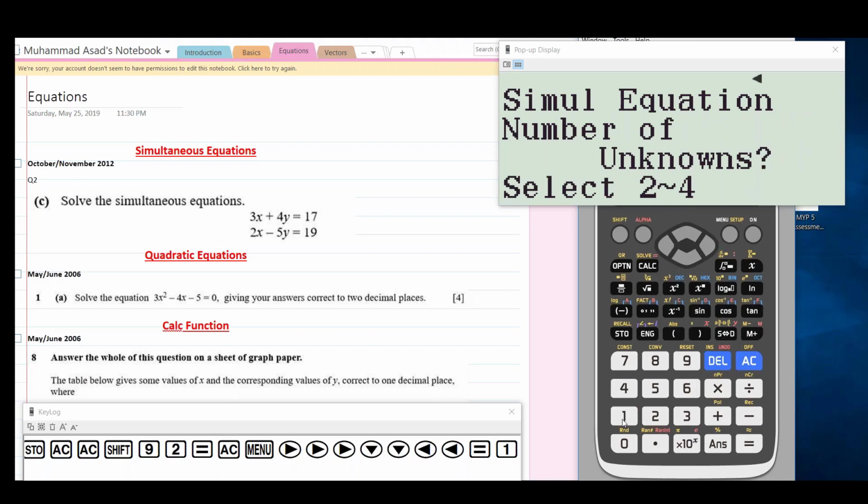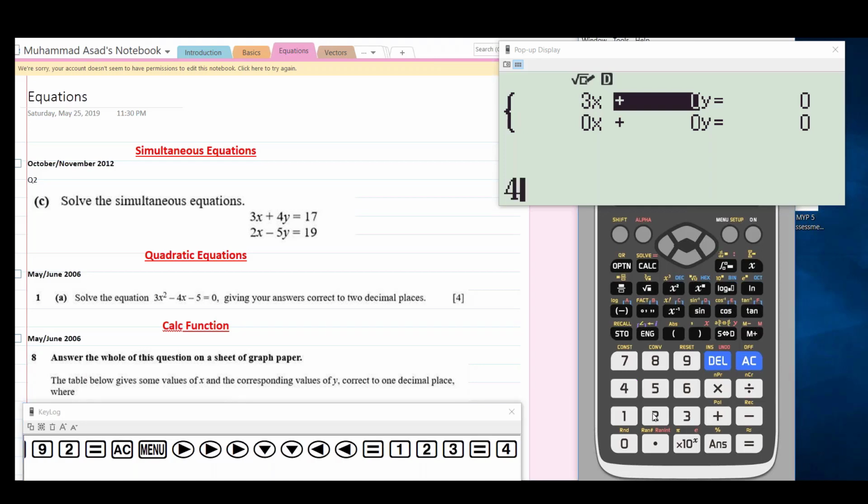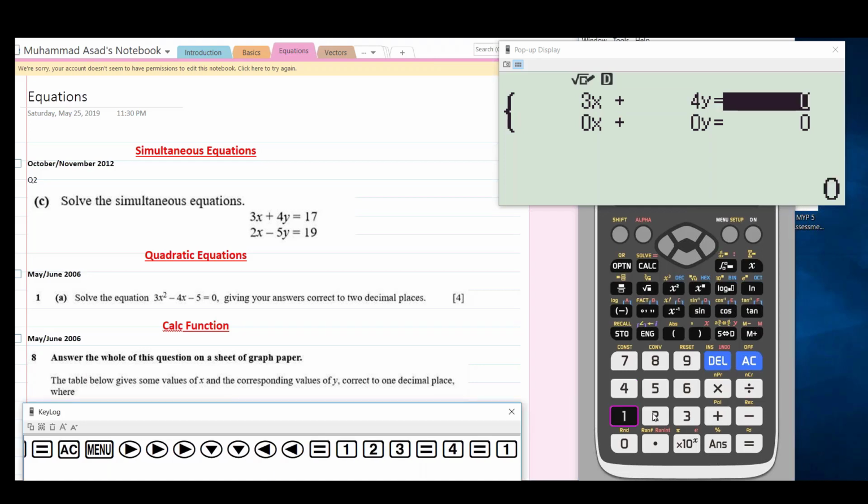And now it's asking the number of unknowns. So in this question we have two unknowns, x and y. This is the past paper question of October November 2012. So we have two unknowns, x and y, so I will press 2. Now you can see that it is the same as the question displayed in the question paper. So I will press 3 and enter, or equal, then 4 equal, 17 and then equal.